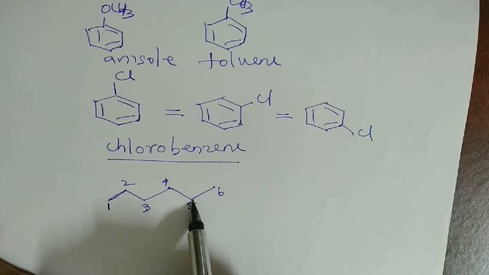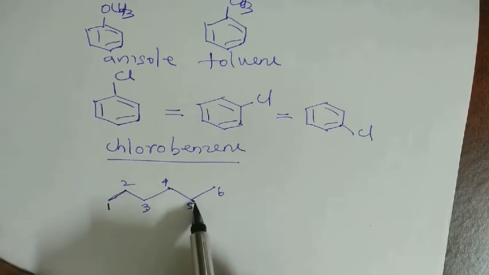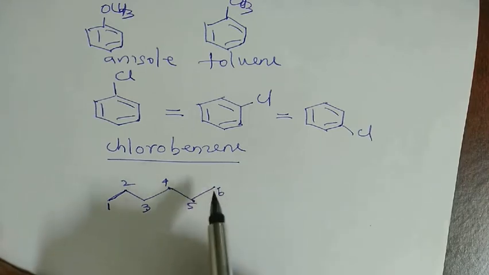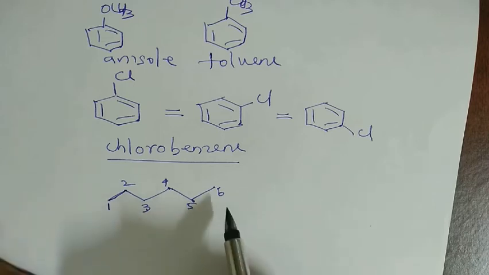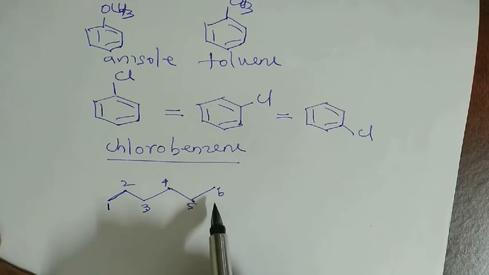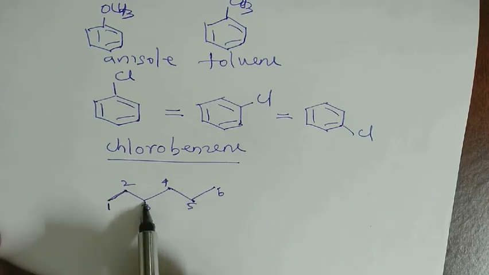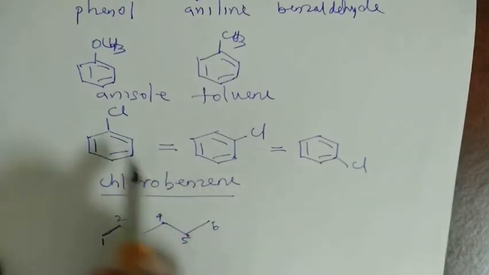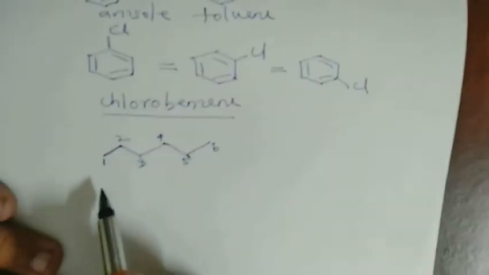Similarly, if chlorine is attached at this position, it corresponds to 2-chlorohexane. And chlorine at the 6th carbon atom also corresponds to 1-chlorohexane. That is, 3 types of chlorohexanes are there: 1-chlorohexane, 2-chlorohexane, 3-chlorohexane. But in the case of chlorobenzene, there is only one compound. That is, chlorine can be at any position in the ring.